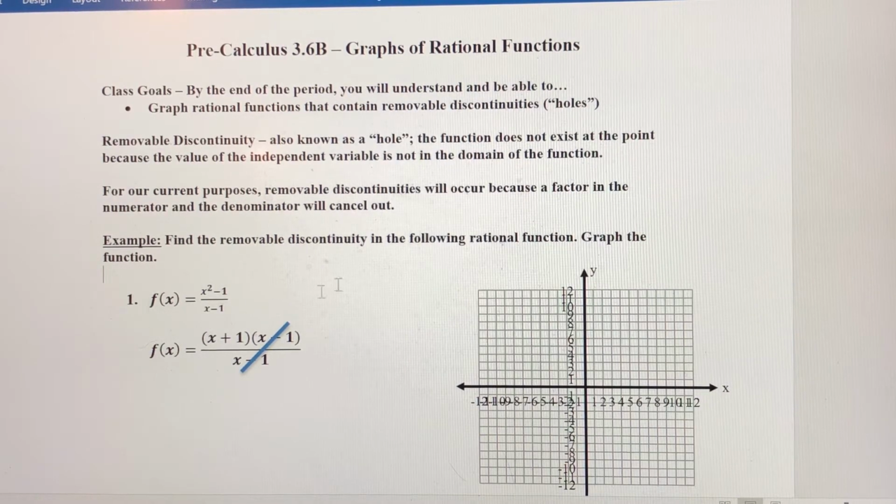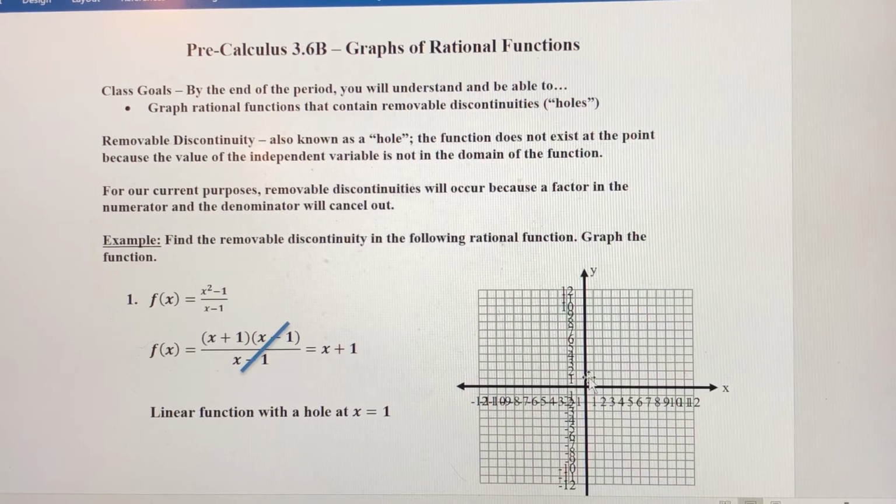So when we simplify this function, it ends up being just your basic linear function in slope-intercept form. So the y-intercept would be at positive 1, the slope would be positive 1. So when you graph this, it's going to look like a line with one exception. There's a removable discontinuity or a hole at x equals 1, okay? So we're going to have a line that goes through positive 1 with a slope of 1, but there's going to be a hole right here at x equals 1, okay? So I'll show that on the graph right now.